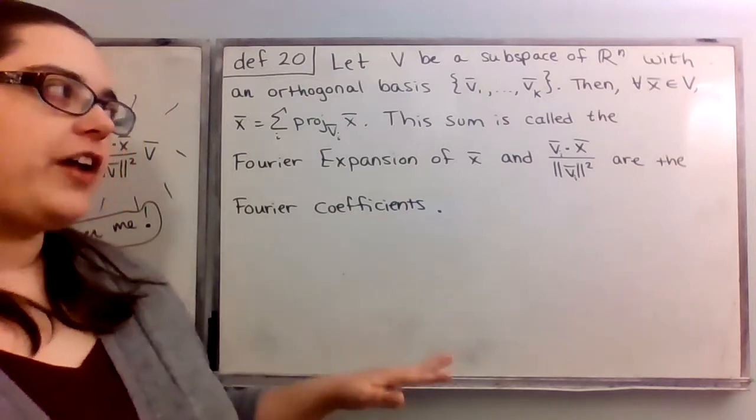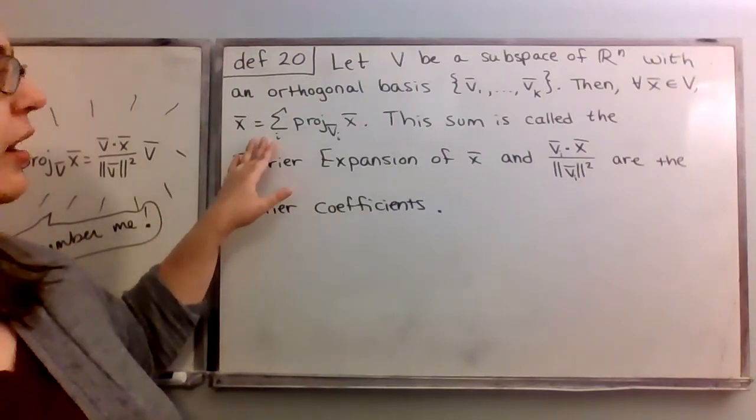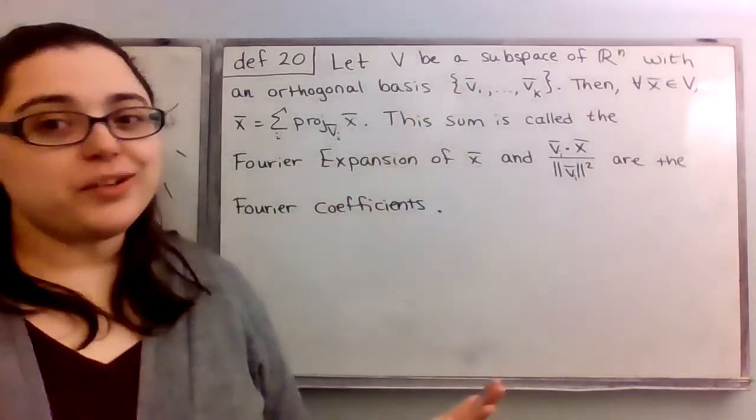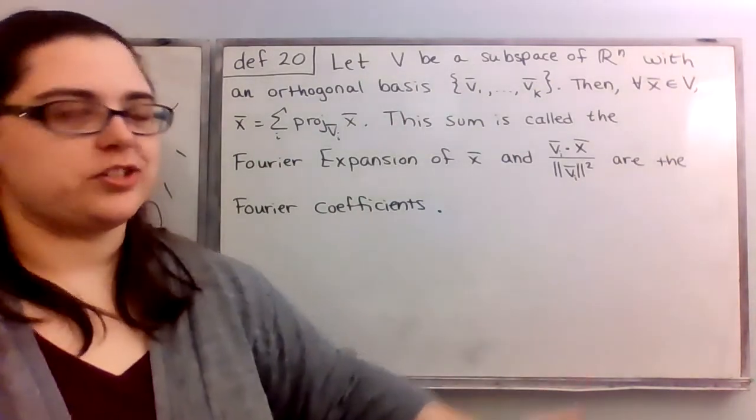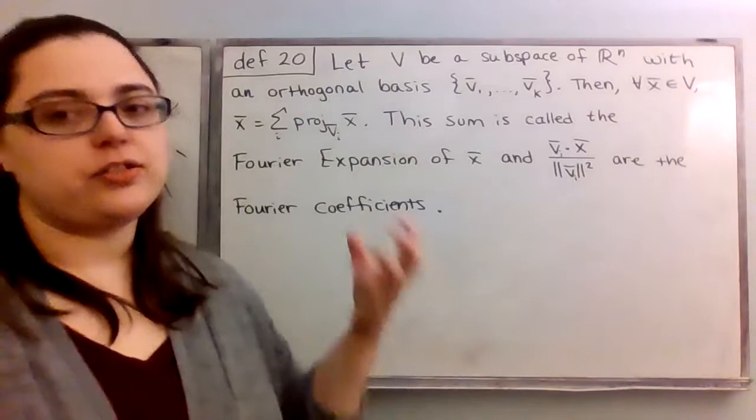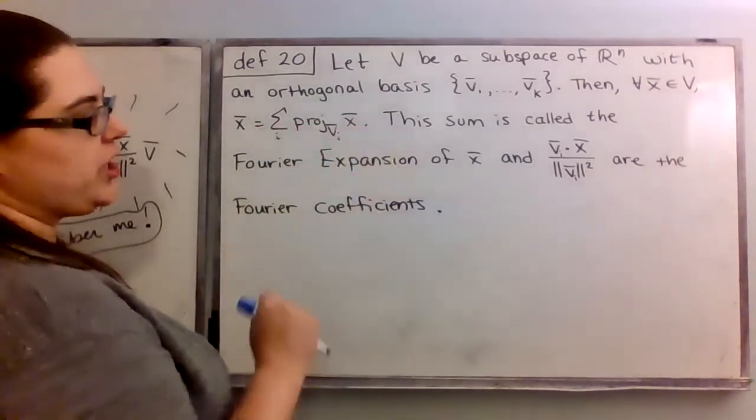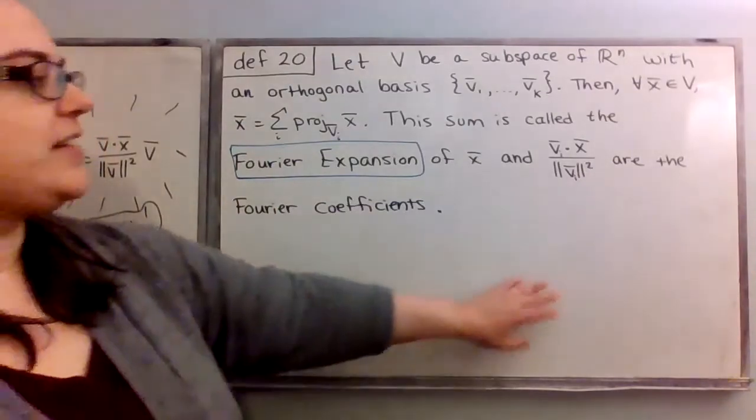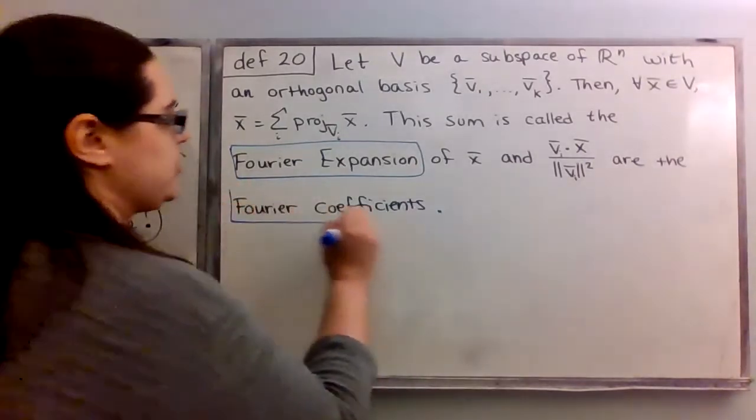Then for every vector that is in this subspace, you can write that vector as a sum of that vector projected onto each of those basis elements. All this is doing is saying what we already know about a basis. We can write every vector as a linear combination of those vector elements. What this is telling us is a way to find the coefficients for each of those basis elements. This sum of using the projections is called the Fourier expansion of x. And these coefficients are called the Fourier coefficients.